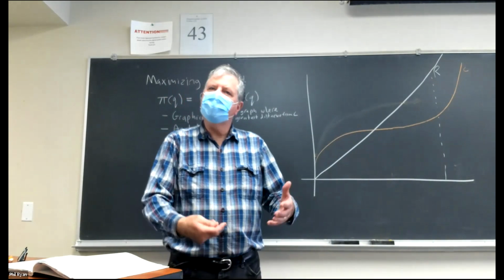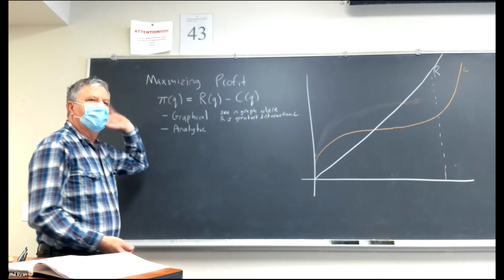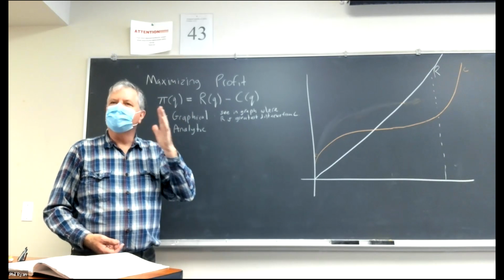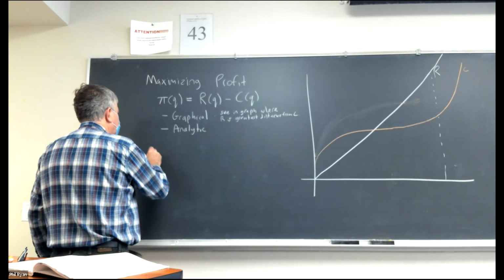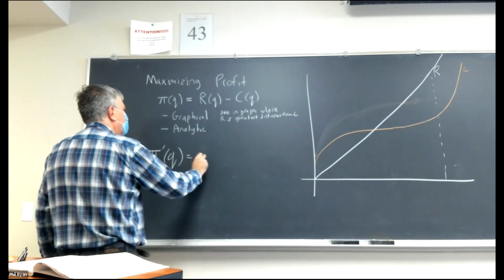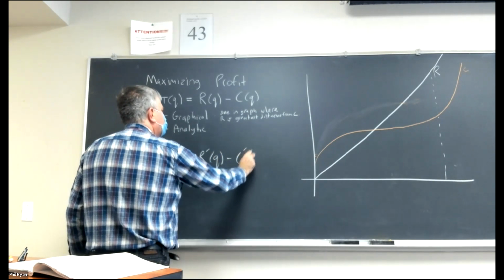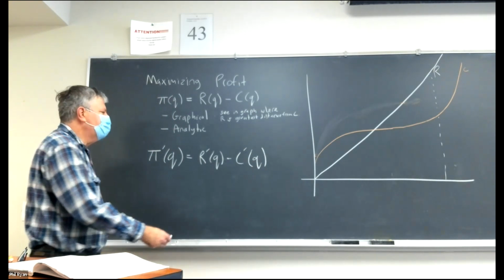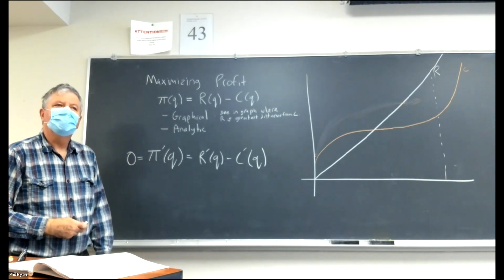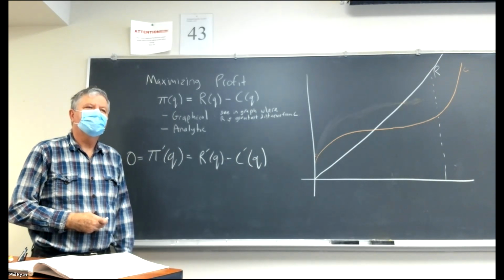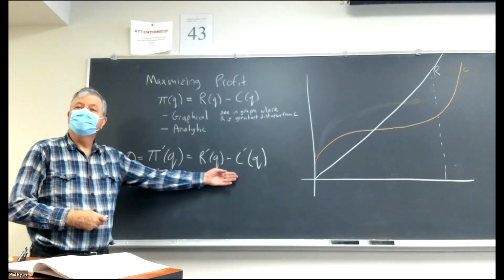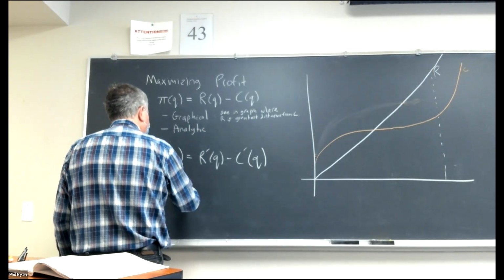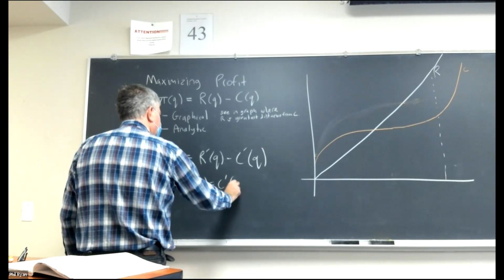Okay. Let's see what kind of analytic analysis we can do. So we've got a formula. We want to optimize. So what do we know? We know that to optimize, we want to take derivatives. So let's take a derivative of this. So we have marginal profit equals marginal revenue minus marginal cost. Set it equal to 0. And what conclusion do we get? When does this equal 0? When they're equal. So when marginal revenue equals marginal cost.